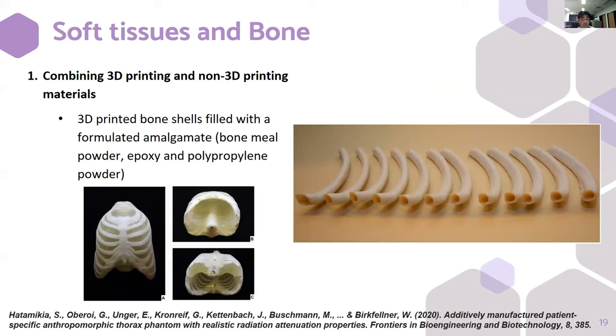So we don't need to necessarily use 3D printing for the whole fabrication process of the phantom. Here researchers demonstrate the 3D printing of bone shells, which were then filled with formulated amalgamate to emulate densities of the ribs, ventral and dorsal vertebral body for imaging and dosimetry work.